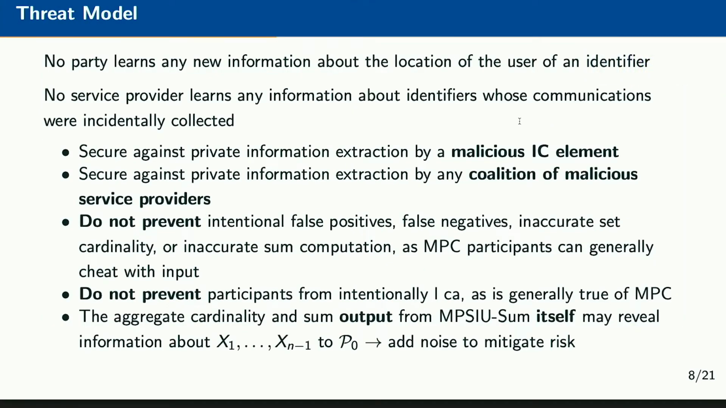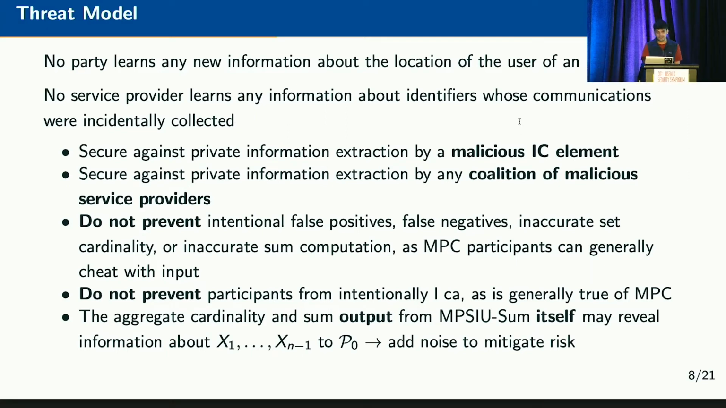I now describe the threat model. So no participant of this protocol learns any new information about the location of a user associated with an identifier. Similarly, no service provider learns any information about identifiers whose communications were incidentally collected. Our constructions are secure against such information extraction, even against a malicious IC element or a coalition of malicious service providers. As is the case with MPC generally, we cannot prevent participants from intentionally inducing errors, as they can cheat with their input. We also cannot prevent participants from revealing known information through out-of-band channels. And the output of the protocol itself may leak information about the service provider's input sets to the IC element. So in the paper, we discuss ways to mitigate this risk.